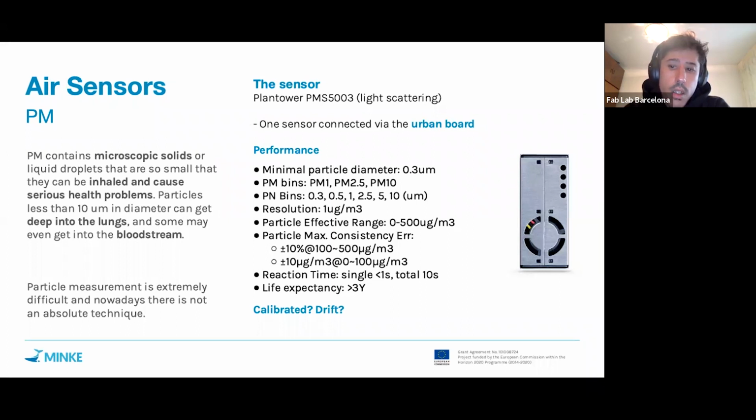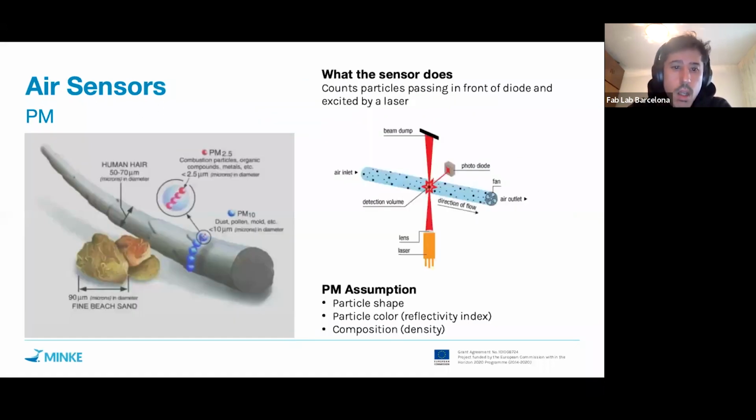Calibration and drift is something that we will check, or I will elaborate a little bit further on in the following slides. So first, let's see what we're measuring. We're measuring particles that are smaller, or of the range of the size of a human hair. Human hair is roughly 50 microns, and we are going down to 10, and even farther down.